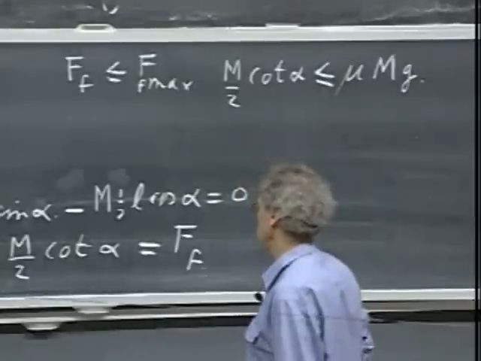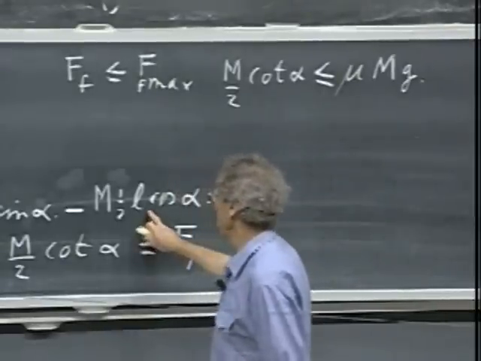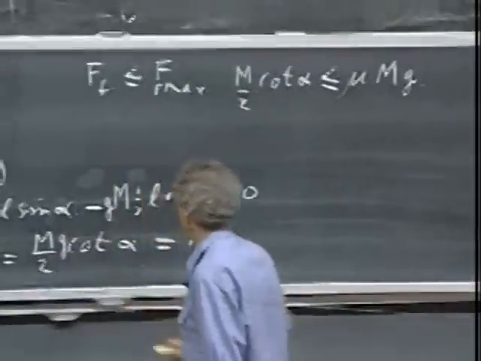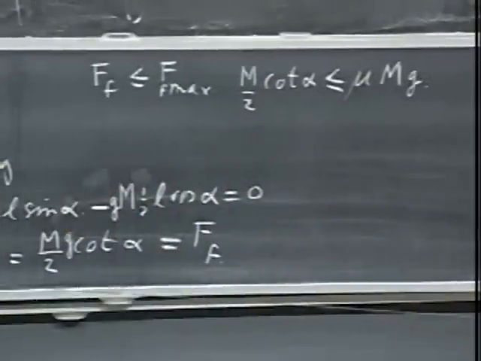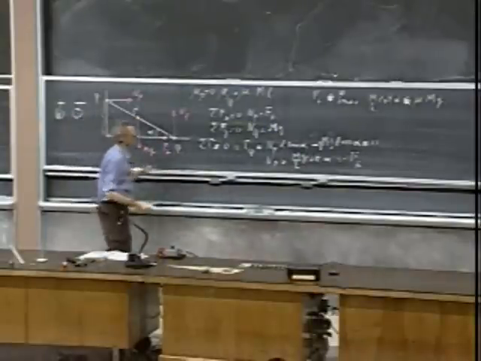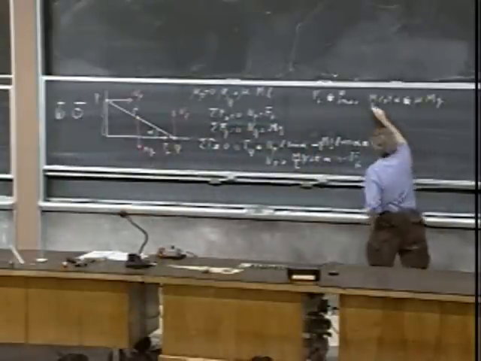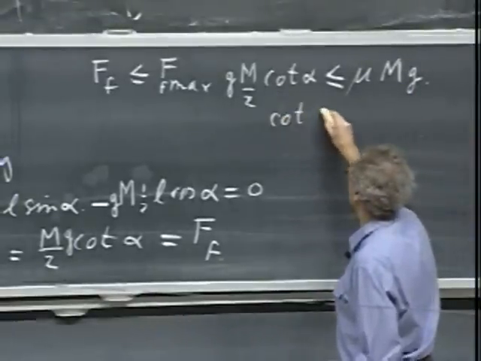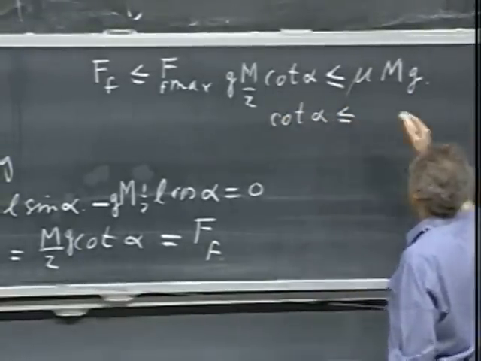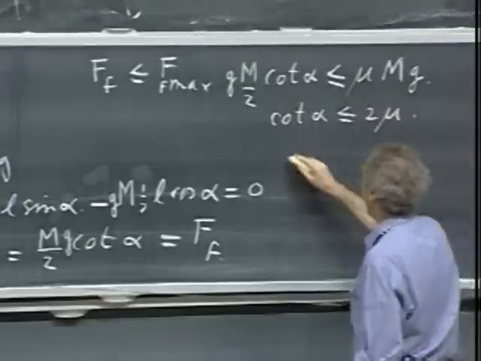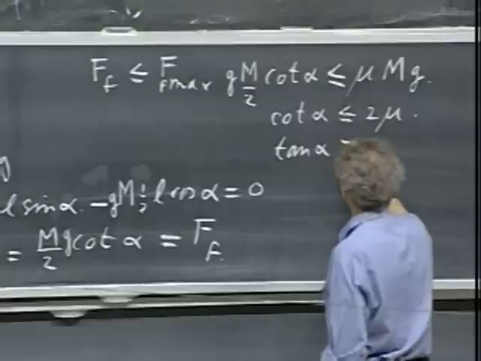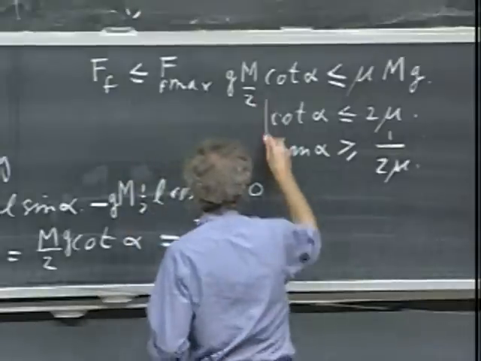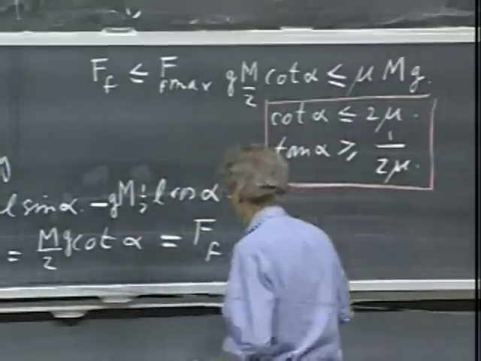Did I lose a g here? Yes, I did. I have a g here, and I have a g here. Correct? Because if I have this force here and this position vector, then I have mg. So there is a g here, and so there is a g here. And so I lose my mg, and you find that the cotangent of alpha is smaller than or equal to 2 mu, or the tangent of alpha is larger than or equal to 1 over 2 mu. And so that is the condition for the ladder to be stable.